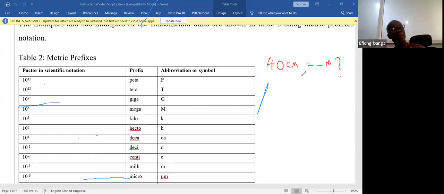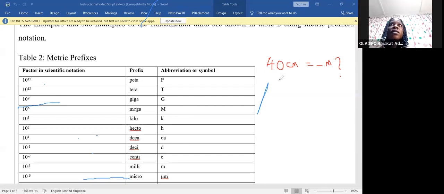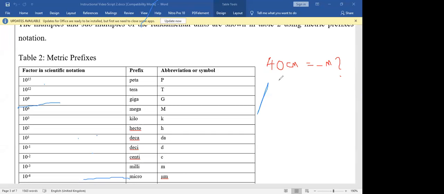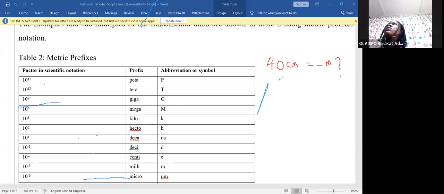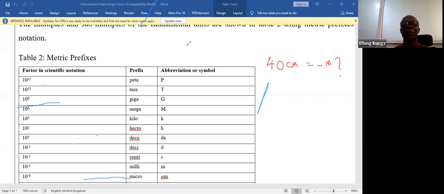You have not looked at it. Please pay attention to what I'm doing. 0.4 meters. 40 cm equals 40 times 10 raised to the power minus 2 times 1 meter, which is 4 times 10 raised to the power minus 1.